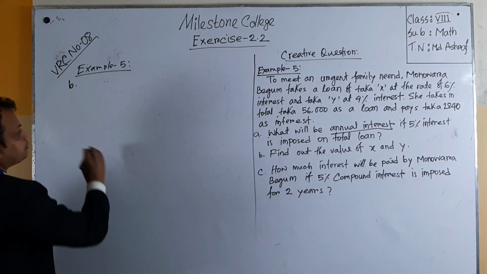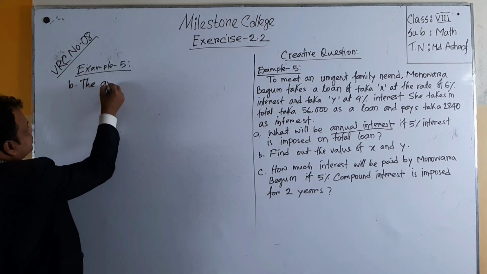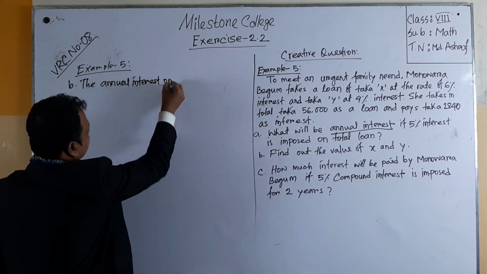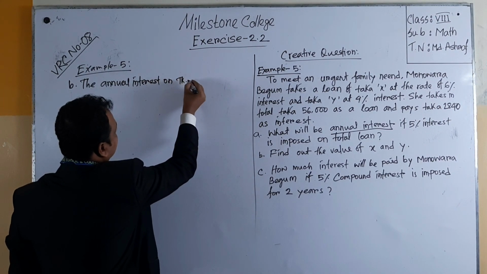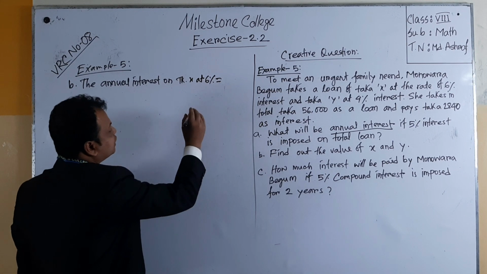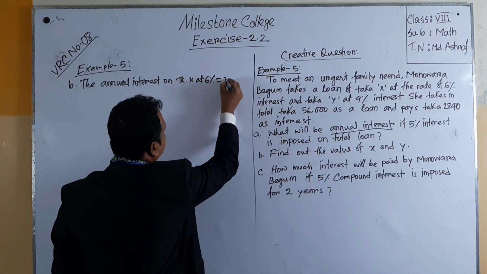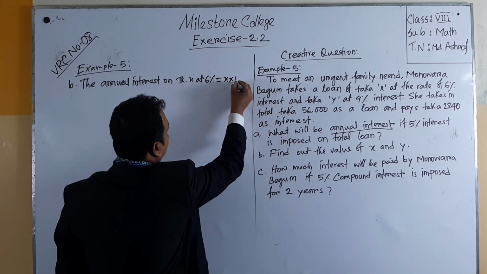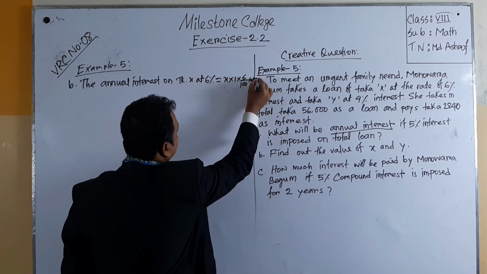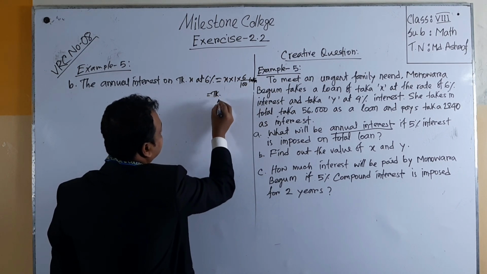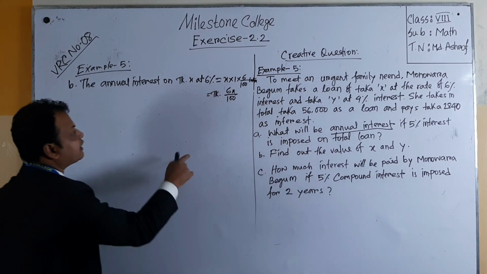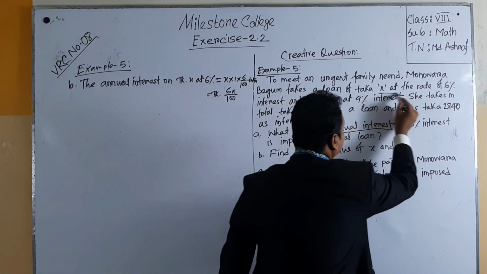B number question: the annual interest on taka x at 6% equals, what will we get? P will be x multiplied by 1 multiplied by 6 by 100 taka. Then what will we get? Taka 6x divided by 100. So we have got this for the part x taka at the 6% rate.